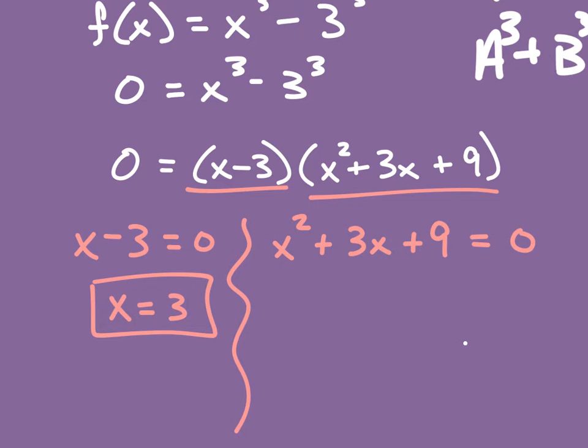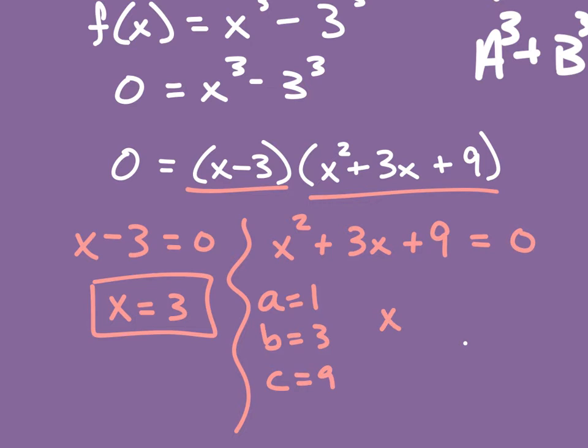And so from here, when you have something like this, 2 numbers that multiply to 9 and add to 3, that doesn't exist, all right? Try to factor this if you can, but it's not going to. And so from here, because of that, you want to use the quadratic formula. A is equal to 1, B is equal to 3, C is equal to 9.